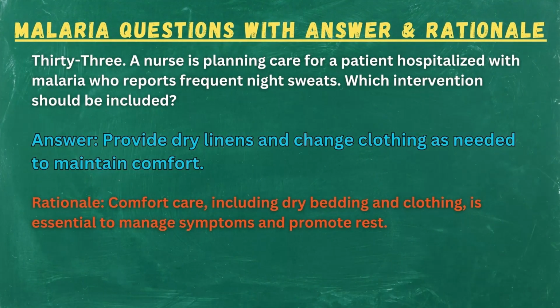33. A nurse is planning care for a patient hospitalized with malaria who reports frequent night sweats. Which intervention should be included? Answer: Provide dry linens and change clothing as needed to maintain comfort. Rationale: Comfort care, including dry bedding and clothing, is essential to manage symptoms and promote rest.